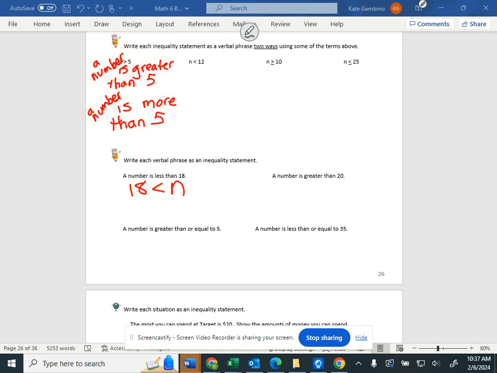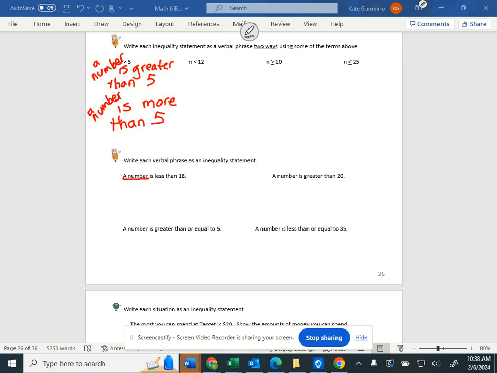So let's look up here. Melanie, look up here. So a number is less than 18. So think about a number that's less than 18. So let's say 10. 10 is less than 18. Could I put that in here and say 18 is less than 10? Uh-oh. Yep, you have to flip it around. So if our verbal phrase starts with a number, what should our inequality start with?